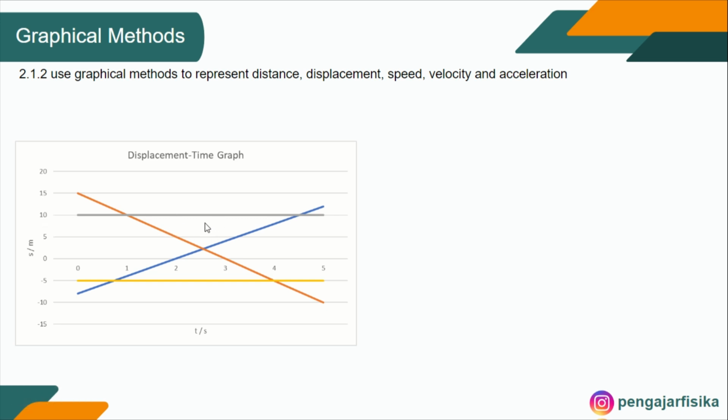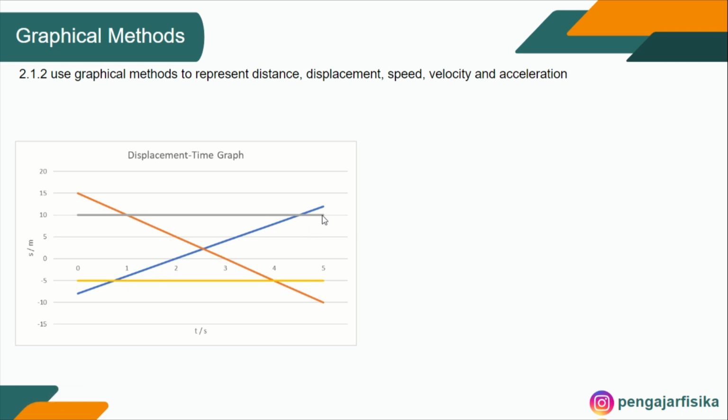And then, opposite to the gray one, for the yellow one the displacement value is -5 all the time. It means that the object stays at rest at 5 meters on the left side, at rest because the position doesn't change. And then for the blue one, the displacement is increasing from around -7 to around +12. It shows that the object is moving to the right. And because the line is a straight line, we may conclude the velocity is constant.